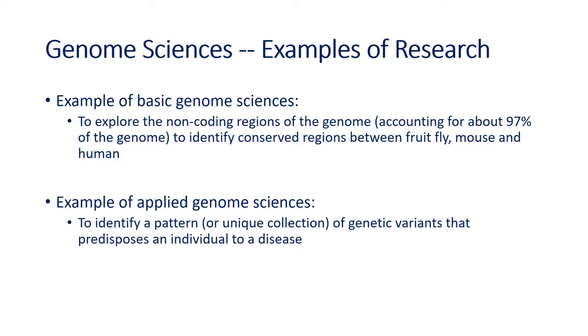Applied genome sciences refers to research that aims to address or answer a question about a specific application or resource for an intended purpose, such as developing a new test for cancer. One example is to identify a pattern or unique collection of genetic variants that predisposes an individual to a disease.